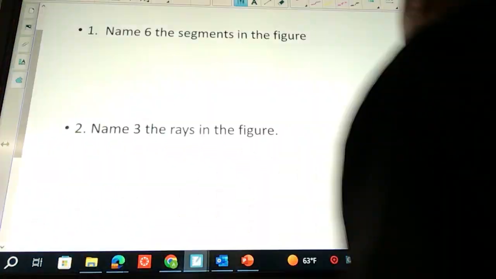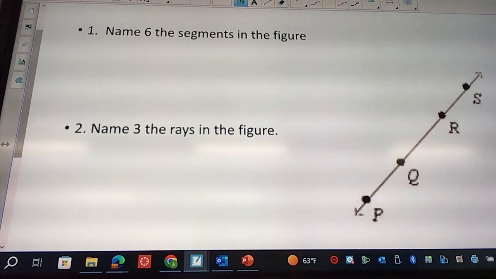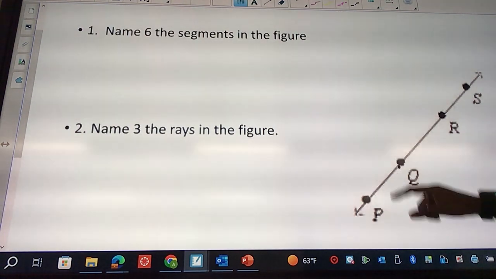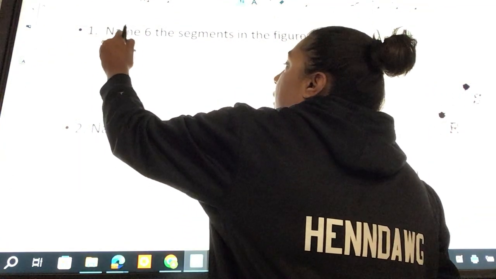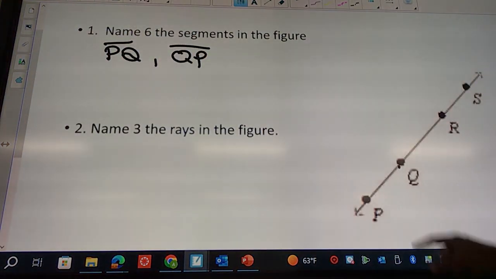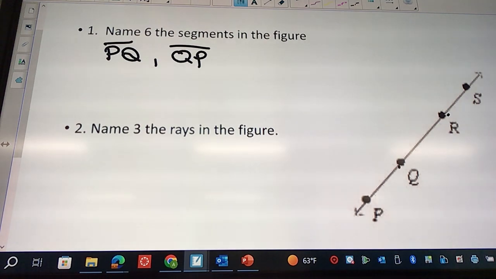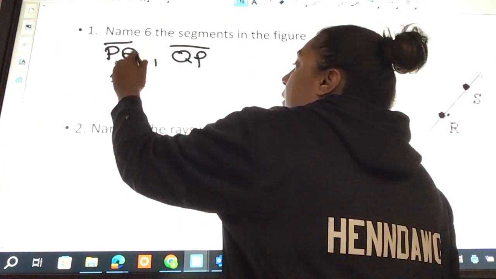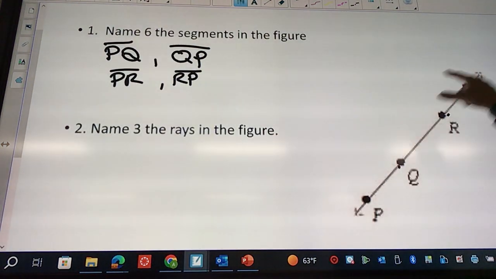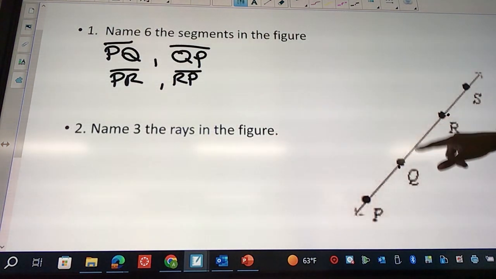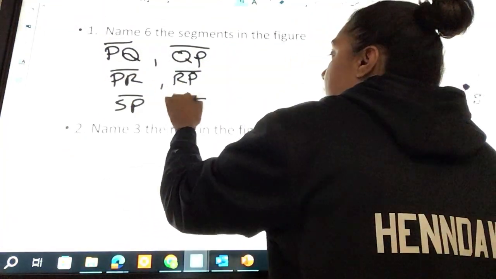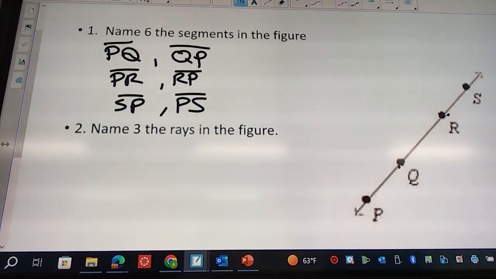Okay, name 6 segments in the figure. So again, with segments, you use 2 letters, and any order will work. So we could say PQ. Okay, and if PQ works, then QP works. Okay, you can say PR, because you can skip over a dot, so PR, or RP. Okay, you can skip over 2 dots, so you could say PS or SP, or you could go from this way, RQ, QR. Okay, so we're going to say SP and PS. Okay, so now I named 6.